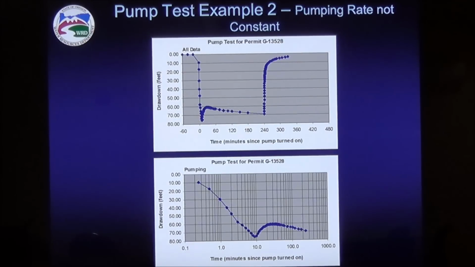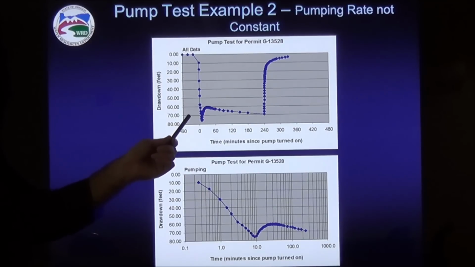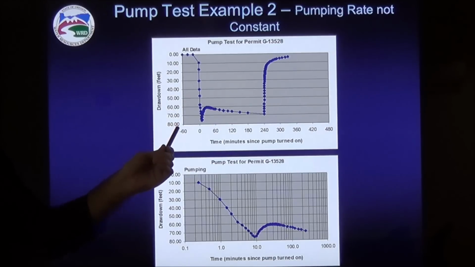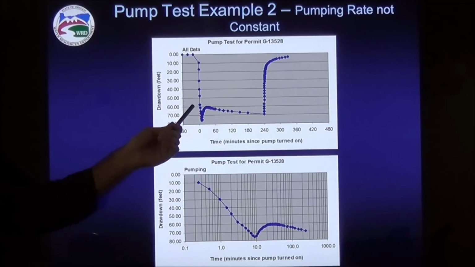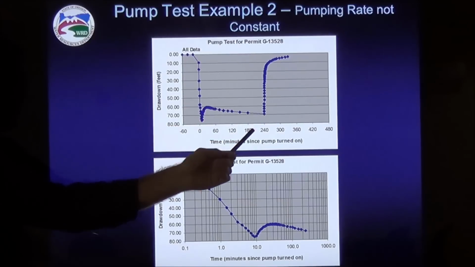Here's an example now where the pumping rate was not held constant. So you see the initial drawdown, but then you see, still during the pumping phase, a little rise in the water level. So it looks like what happened here is the pumping rate decreased. So we're not pumping as heavily, and water levels are responding to that. Water levels are coming back up because the pumping rate has gone down. And then perhaps the pumping rate increased a little bit again towards the end of the test.